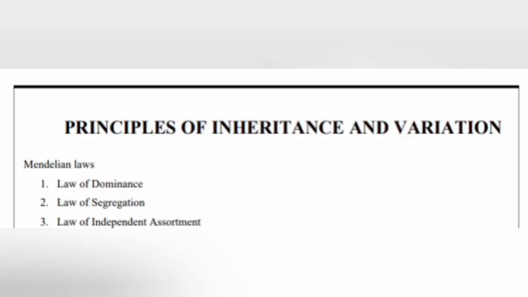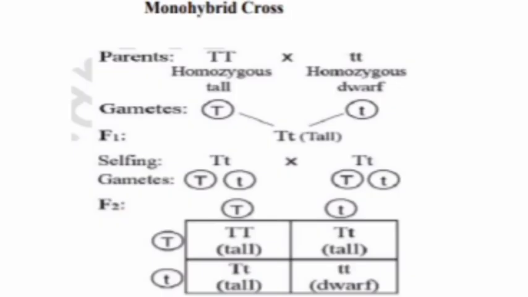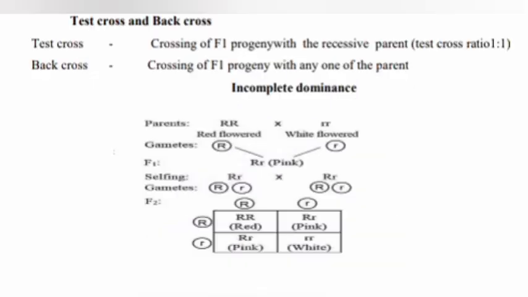Chapter: Principles of Inheritance and Variation. Mendelian laws consist of the law of dominance, law of segregation, and law of independent assortment. Monohybrid cross: monohybrid phenotypic ratio 3:1, genotypic ratio 1:2:1. Test cross and back cross.